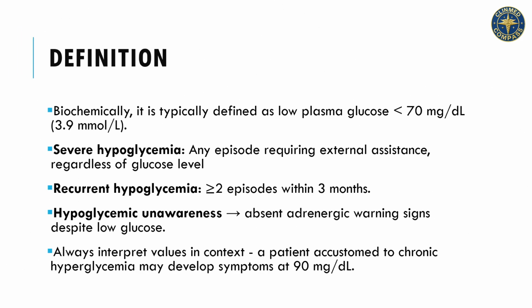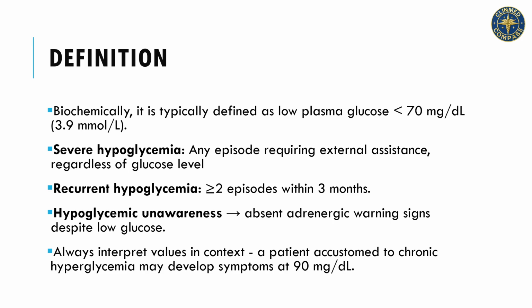Hypoglycemia is defined as a plasma glucose level of less than 70 milligrams per deciliter or 3.9 millimoles per liter. Several important terms are worth noting. Severe hypoglycemia refers to any episode of hypoglycemia that requires external assistance, irrespective of the measured glucose level. Recurrent hypoglycemia is defined as 2 or more episodes of hypoglycemia within 3 months. Hypoglycemic unawareness occurs when there are no adrenergic warning symptoms, despite a very low glucose level.